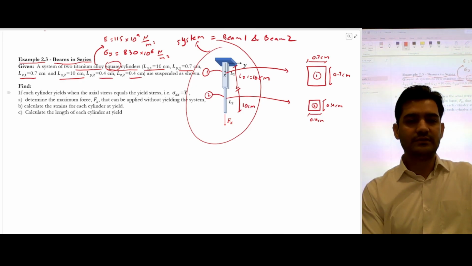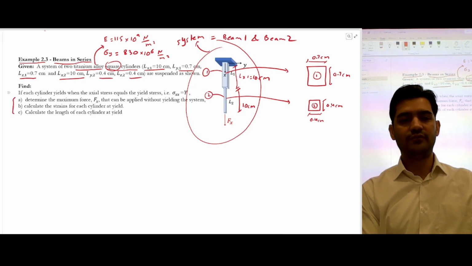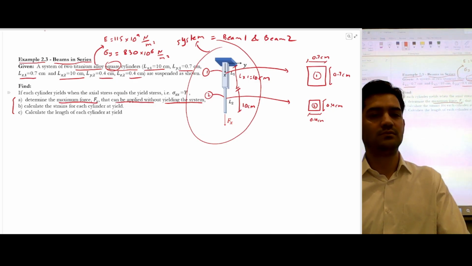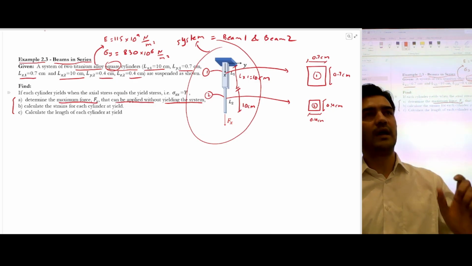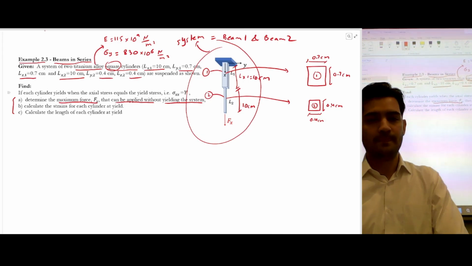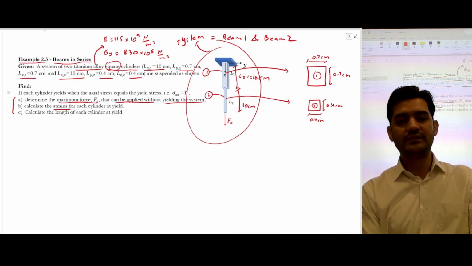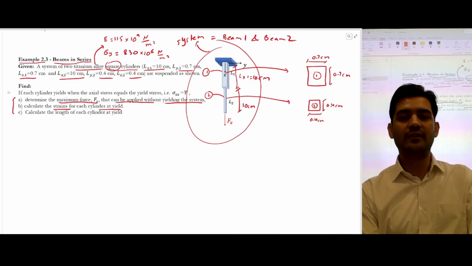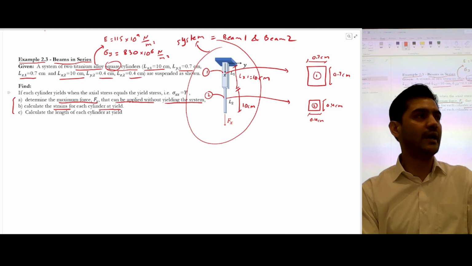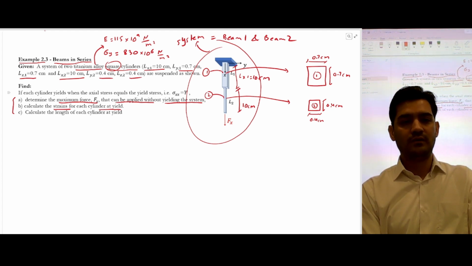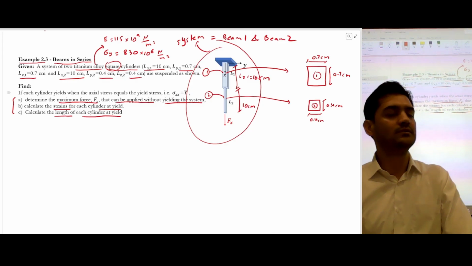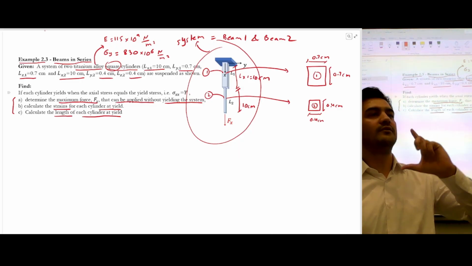So we have to find these three things. We have to determine the maximum force that can be applied without yielding the system. So we have to calculate maximum force. And the second part is we have to calculate strains for each cylinder at yield. So we have to calculate strain for the beam 1, and we also have to calculate the strains for the beam 2. And we also have to calculate lengths of each cylinder at yield. So we also have to calculate the final lengths.